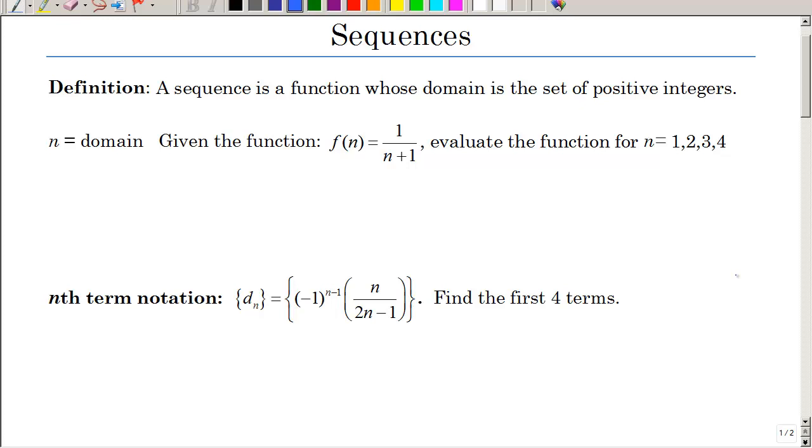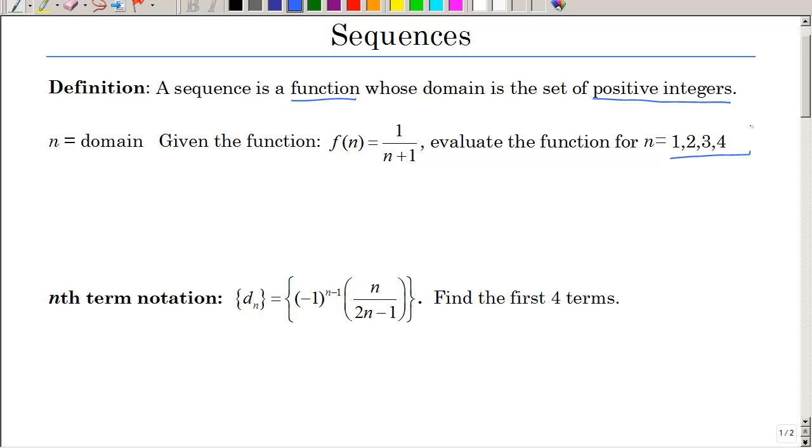We will look at sequences today. A sequence is a function whose domain is the set of positive integers. Positive integers: 1, 2, 3, 4, 5, 6, 7, 8. That's the domain. So it's not a continuous function, meaning we don't have something like 1.1. We could not connect all these dots. They would just be dots if we were to plot them.